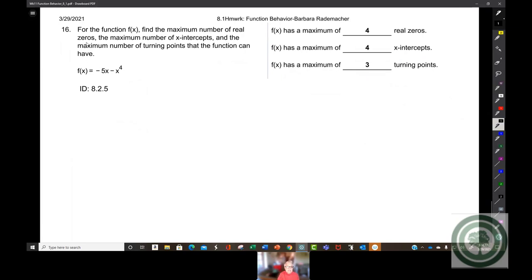Okay, now, look what we're being asked to find. Well, the same thing, but they're trying to trick you. This is negative x to the fourth minus 5x. This is the leading term. So we know immediately that the most real zeros, that is, points on the x-axis that form the x-intercepts, we can have is 4. So the most x-intercepts I can have is 4. And the most turning points we can have is 3.